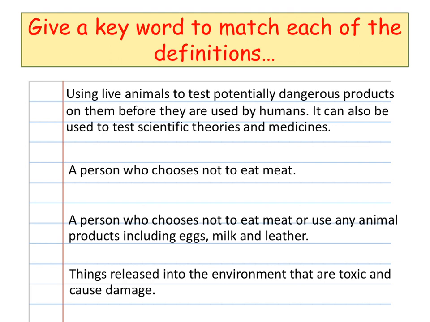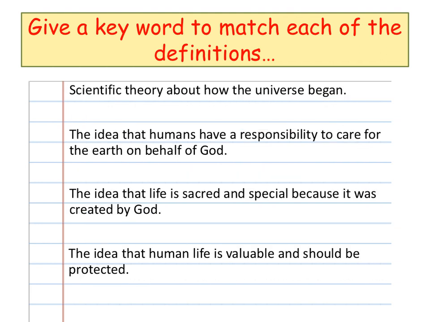Number 8. Things released into the environment that are toxic and cause damage. Number 9. A scientific theory about how the universe began. Number 10. The idea that humans have responsibility to care for the earth on behalf of God. Number 11. The idea that life is sacred and special because it was created by God. Number 12. The idea that human life is valuable and should be protected.